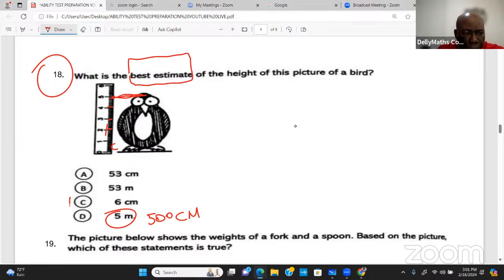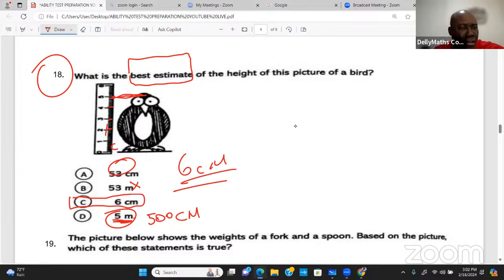It's going to be C. Why? Because of the responses that are there. It's a little over 5, but 5 centimeters is not here. This is 5 meters, which is way off. 53 is way off. Talking about 53 centimeters, way off. And 53 meters is actually way off as well. The correct answer is 6 centimeters, because there is no 5 centimeters there to be close to that. So the closest one is C. You have to be very careful with these, all right?